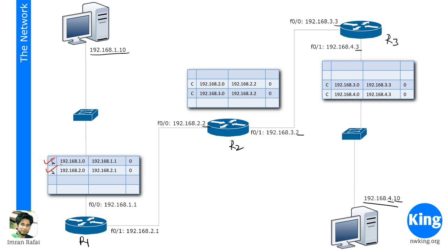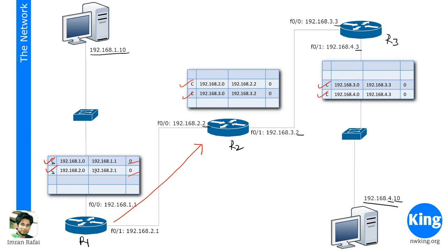Both of them are connected, and they will have a hop count of 0, because the metric used in RIP is hop count, so it has a hop count of 0 because they are all directly connected. Similarly, router 2 has two directly connected networks, and router 3 has two directly connected networks. When the routing update goes from router 1 to router 2, what does it send?